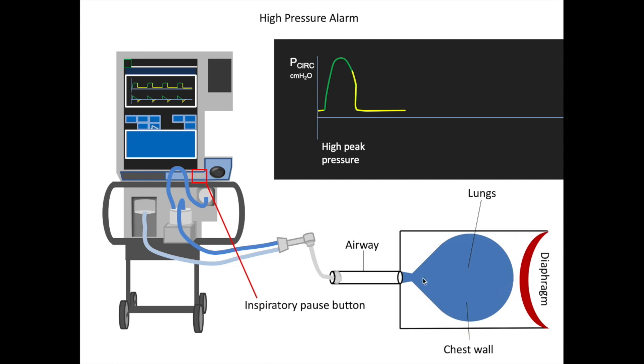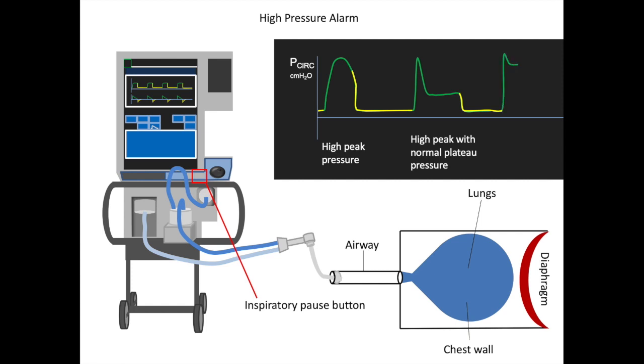So if we do our inspiratory pause and it looks like this, this breaks up our peak pressure here into the airway component and the lungs and chest wall component. And in this example, this is a high peak with a normal plateau pressure. Since this is a normal plateau pressure, you know the source of the high peak pressure is from the airways.